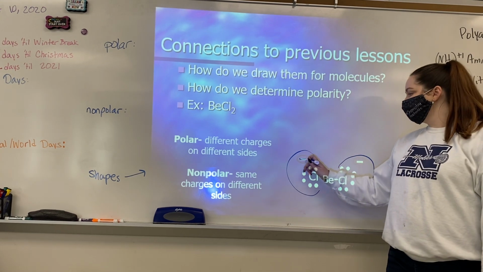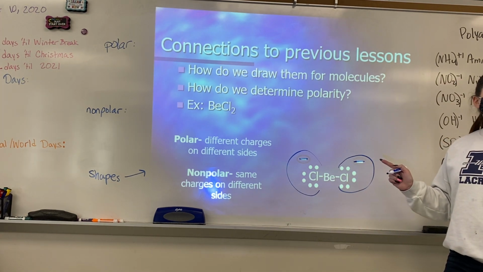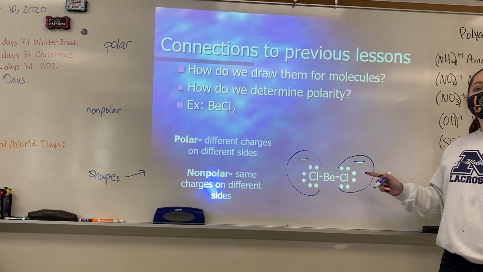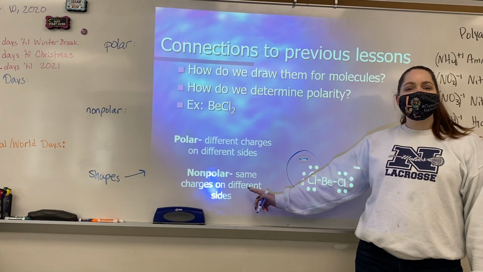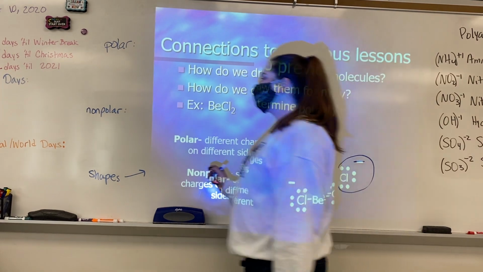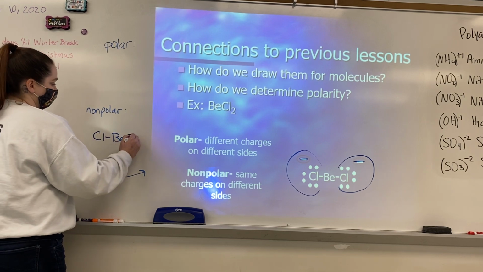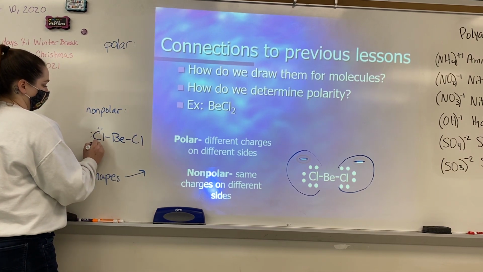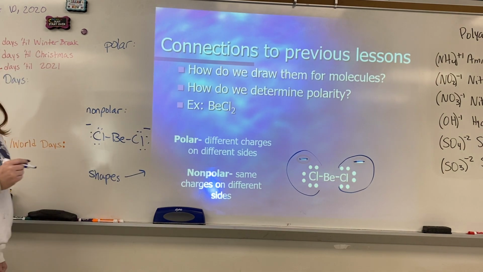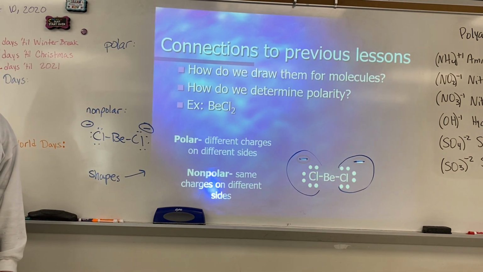So if you have a negative and a negative on either side of your compound, you're going to have a what? Polar or nonpolar? Is this polar or nonpolar? This is nonpolar because you have the same charge on either side of your compound. Okay? So a nonpolar substance, an example of that is going to be our beryllium chloride, because we have dots all over our compound, which means we have the same sign on both sides of our compound, which means we have a nonpolar compound.